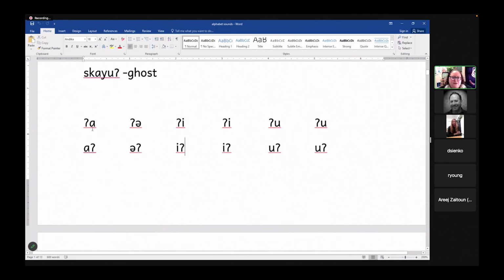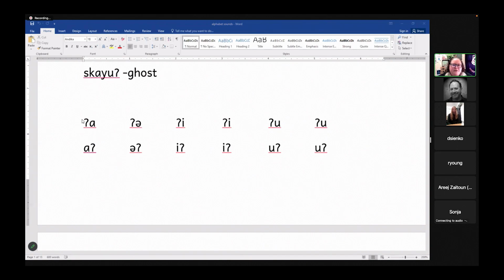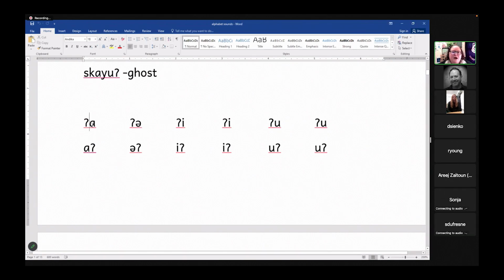So let's do our little sound chart, our vowel sound chart. Ah, E, A, O, U. Ah, E, A, O, U. Now let's do it with the glottal stop behind, because you'll be able to tell more that it's that abrupt stop.